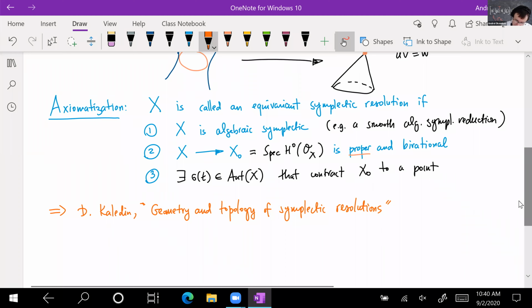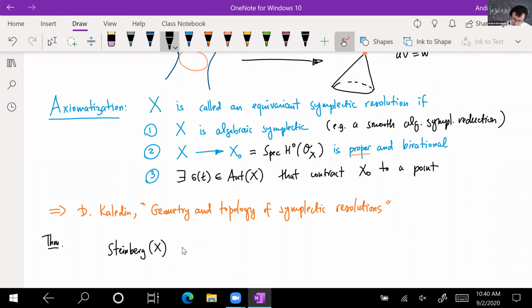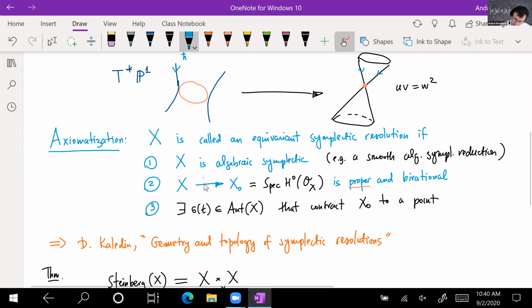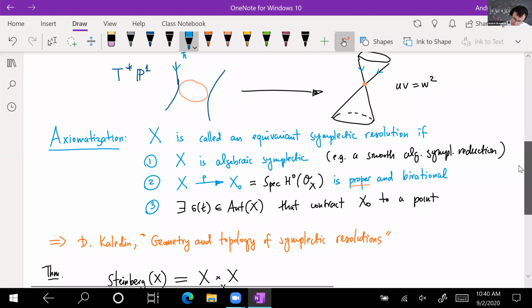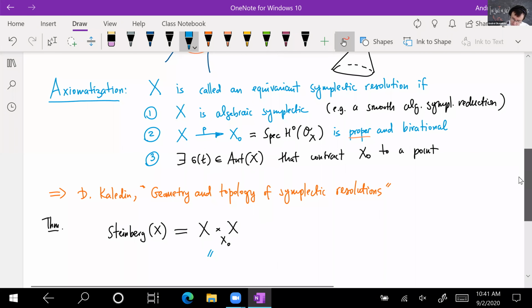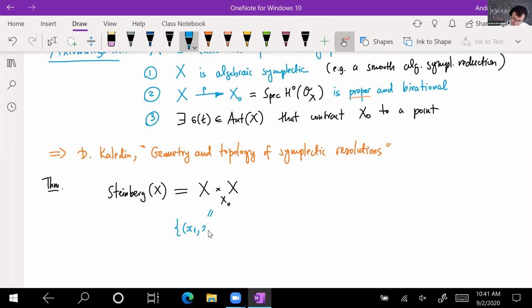But the aspect we want to use from there is the following theorem. I can consider what people call the Steinberg variety of X, which is by definition X cross X over X naught. If we call this map p, these are the pairs of points X1 and X2 such that the projection of X1 equals the projection of X2.